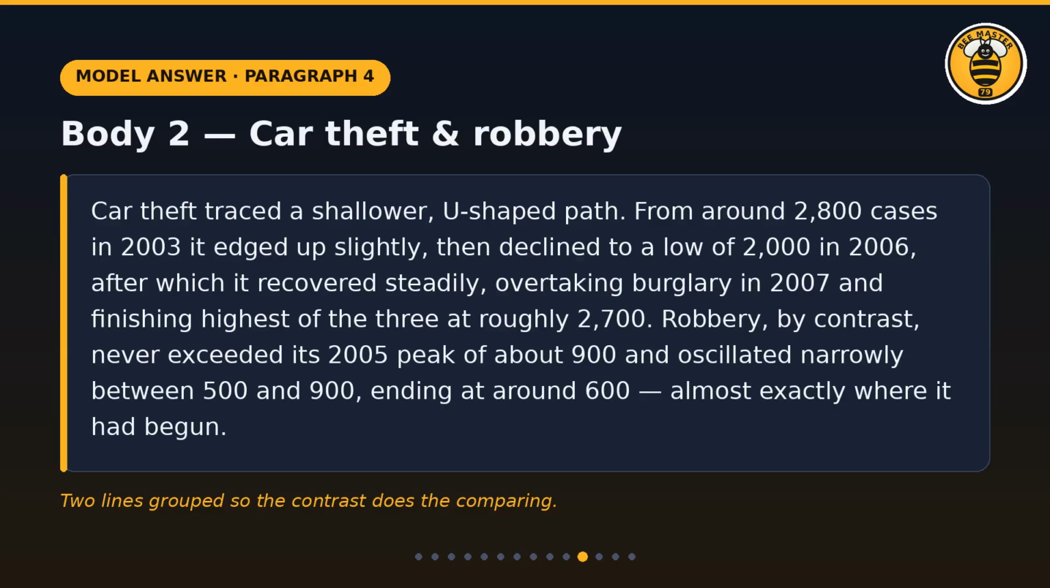Paragraph 4. Car theft and robbery together. Car theft traced a shallower, U-shaped path. From around 2,800 cases in 2003, it edged up slightly, then declined to a low of 2,000 in 2006, after which it recovered steadily, overtaking burglary in 2007 and finishing highest of the three at roughly 2,700. Robbery, by contrast, never exceeded its 2005 peak of about 900 and oscillated narrowly between 500 and 900, ending at around 600, almost exactly where it had begun.